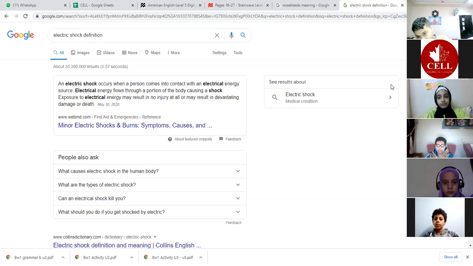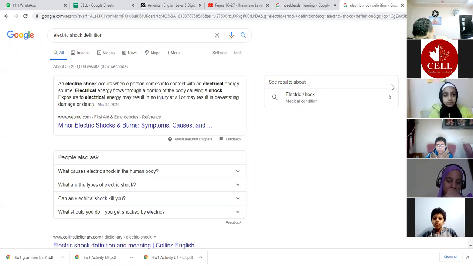Electrical shock happens or occurs when a person comes into contact with an electrical source. They will die or they will get damage. You will have damage or you will die. So what happens? The electrical energy, the energy in the electricity, moves around and flows through a portion of the body. For example, if you touch or come into contact with the electrical source, the electrical energy will flow, it will move through your hand to your heart or to your brain, God forbid.